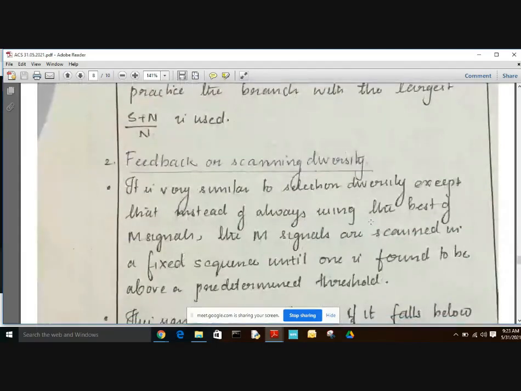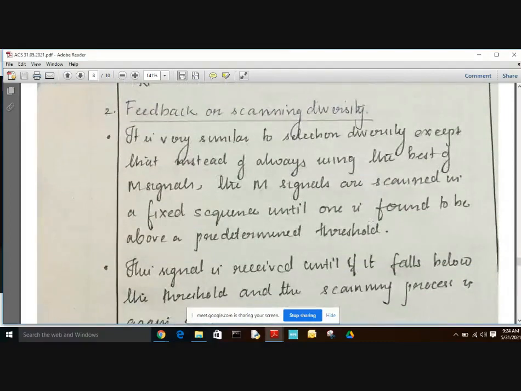And next is the feedback or scanning diversity. It is very similar to selection diversity, except that instead of always using the best of M signals, the M signals are scanned in a fixed sequence until one is found to be above a predetermined threshold.